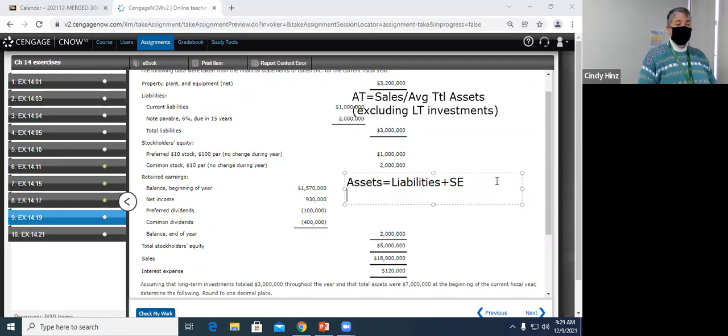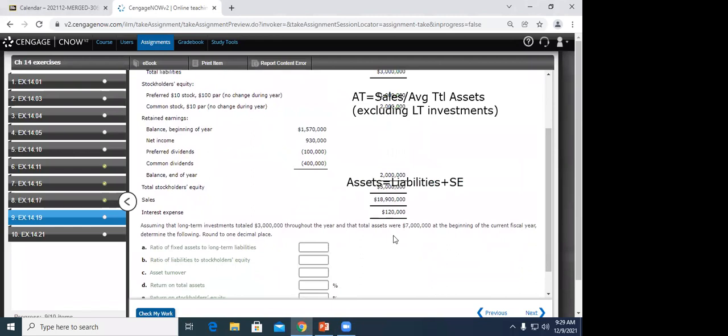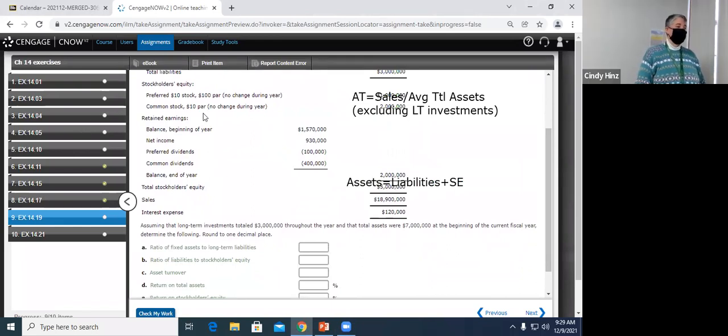Am I missing it? Total assets is at the bottom. Oh, thank you. We could have figured it out because they did give us the liabilities and equity, but that will be much simpler. That's why it pays to read everything on the screen. Thank you for being diligent. So total assets were 7 million at the beginning of the fiscal year.